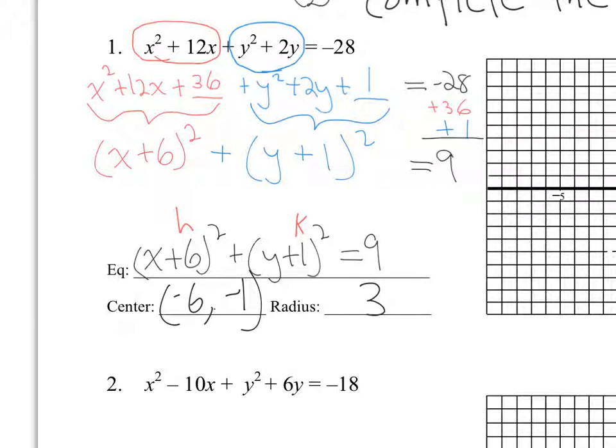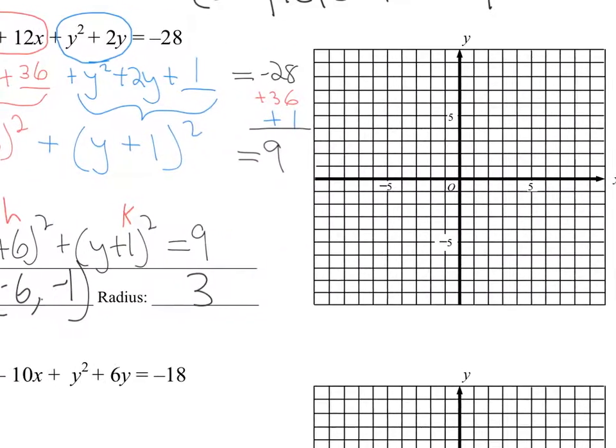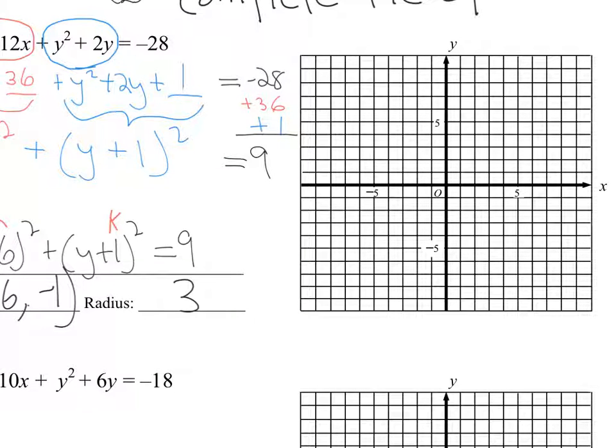So if I wanted to graph that, what would this circle look like? Okay, so the center is at (-6, -1), which I will draw in red. And the radius is 3, so I'm going to go 3 in every direction. And then do your best to make this as nice a circle as possible. And there you have it.